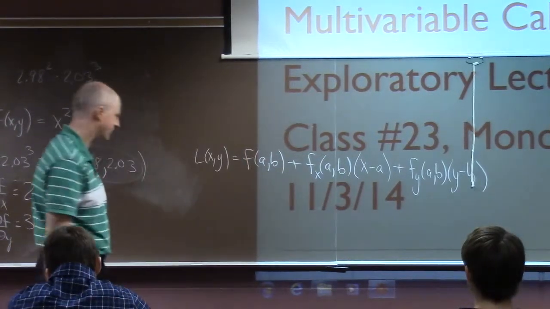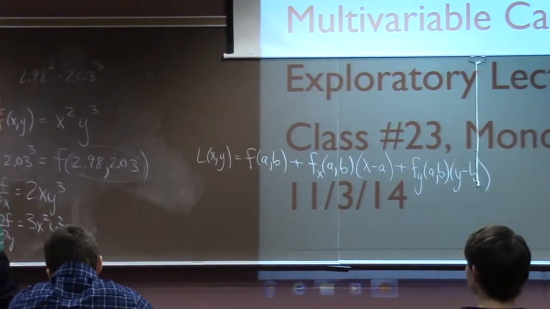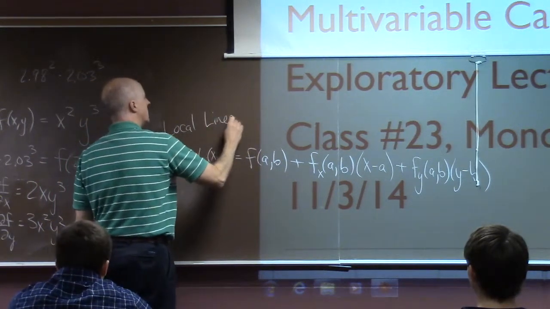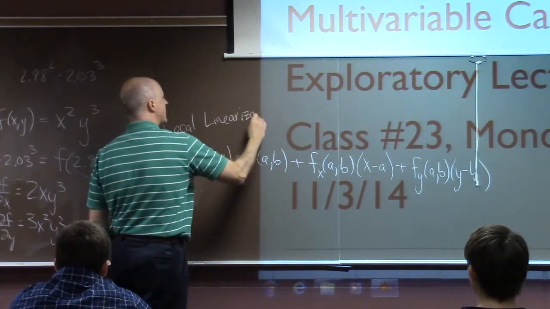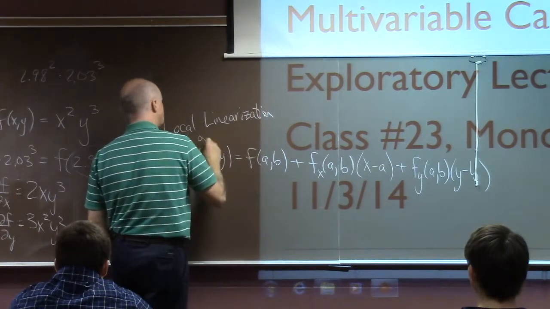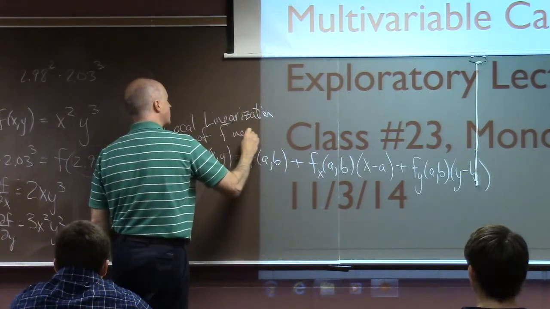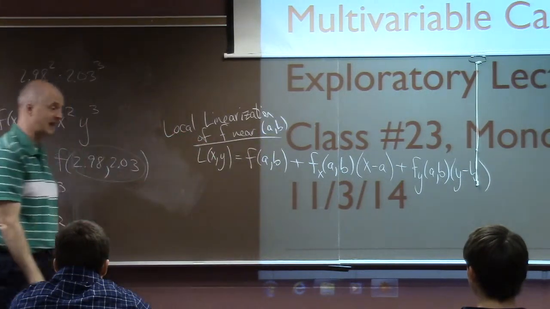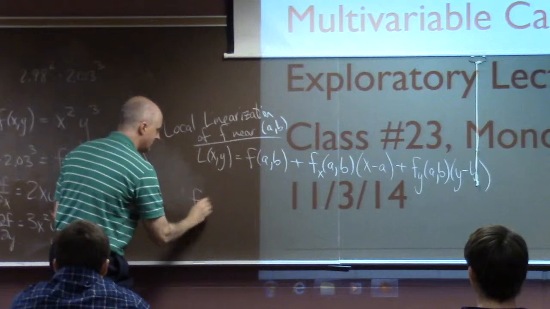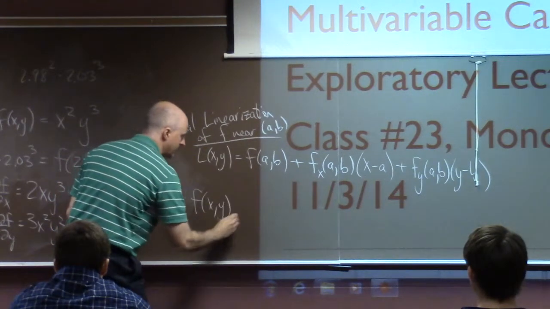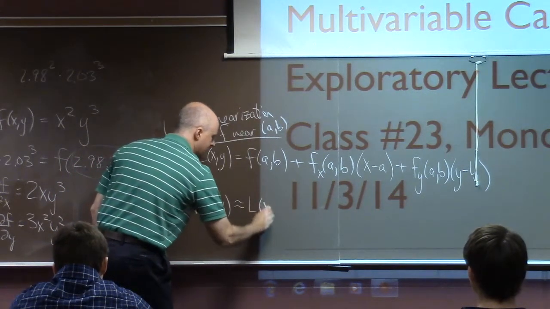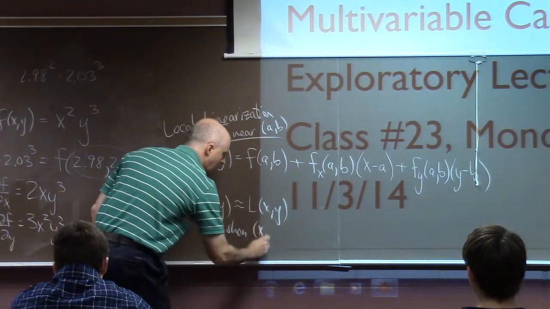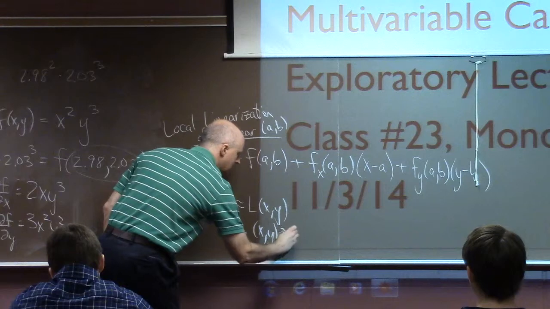So there's your general formula for your local linearization of the function f near the point (a,b). It's a linear function that approximates f well near the point (a,b). f of x,y is approximately L of x,y when (x,y) is approximately (a,b).